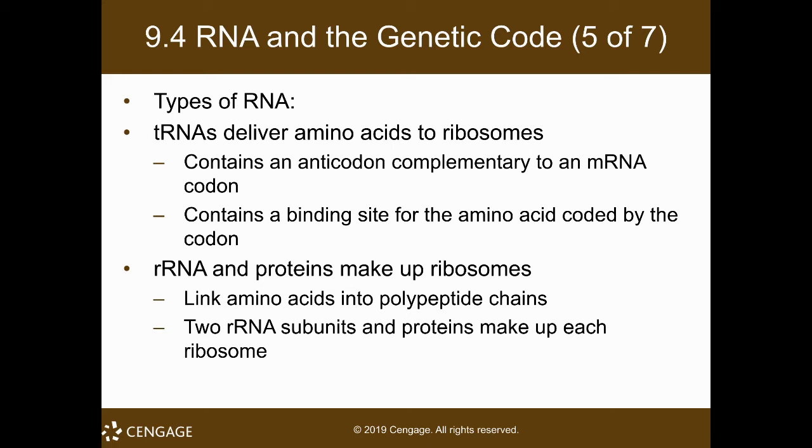So the RNA, aside from the tRNA, you have the rRNA. rRNA plus additional proteins, they make up your ribosome. So the ribosome is the one that actually synthesizes your polypeptide chain. So it links amino acids into the polypeptide chain. So you have 2 rRNA subunits in proteins that make up each ribosome.